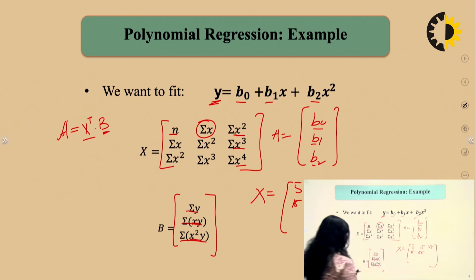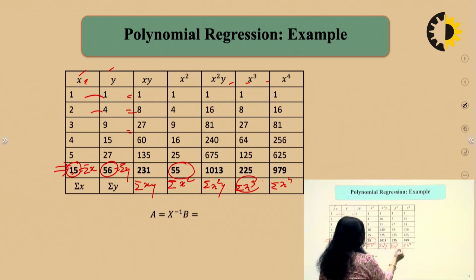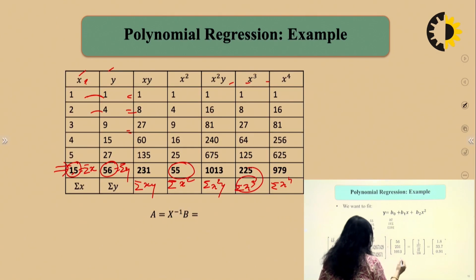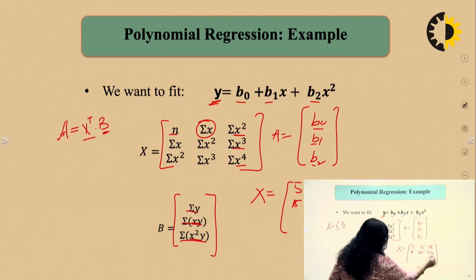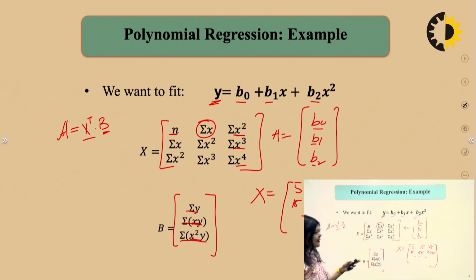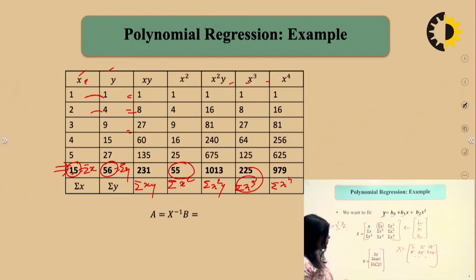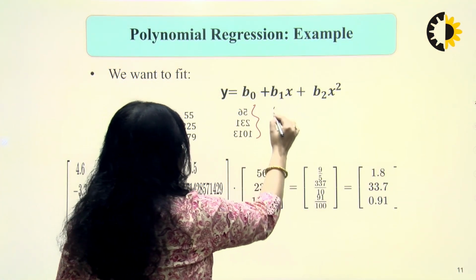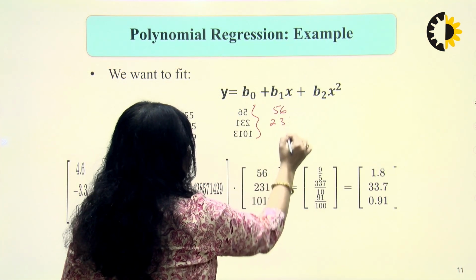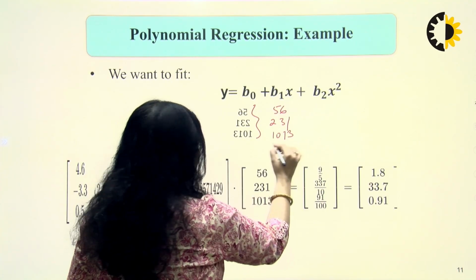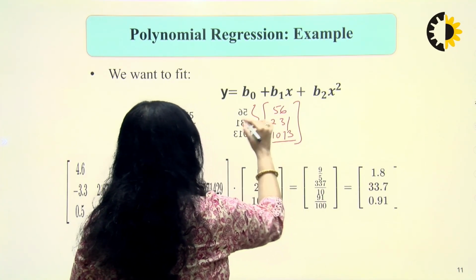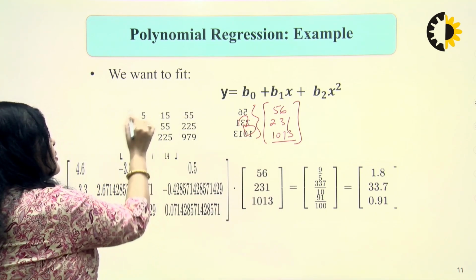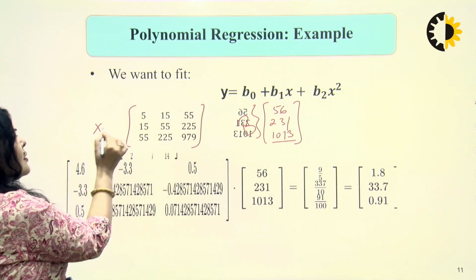Now you have to find summation x cube, which is 225. This way we are creating the x and b matrices. Then this is 56, this is 231, and this is 1013. This is actually the b, and this matrix represents x.